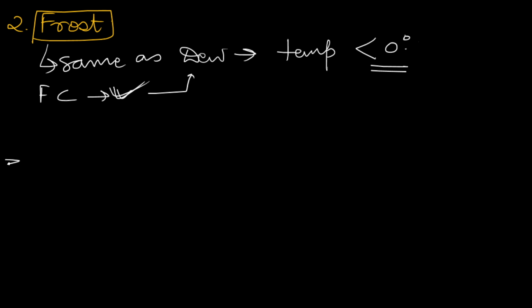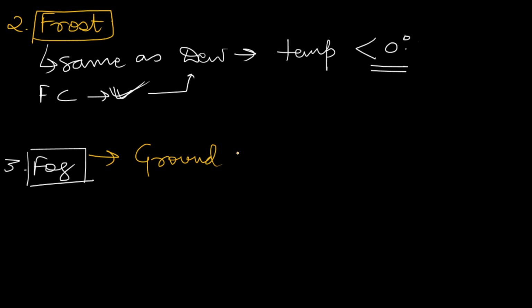Now next we have fog. What happens in fog? These are ground clouds or low saturated clouds. Fog is generally known as ground clouds or low saturated clouds. They are formed when an air mass gets saturated with moisture at ground level, resulting in condensation of the air mass.